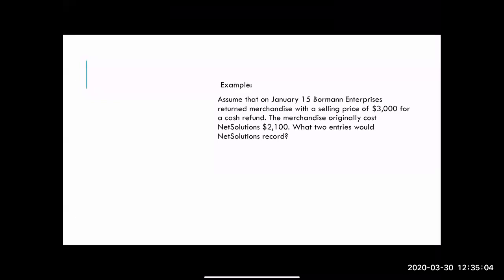All right, guys, so welcome back. Now we're going to dive into an extension of what we've talked about before, returning inventory.